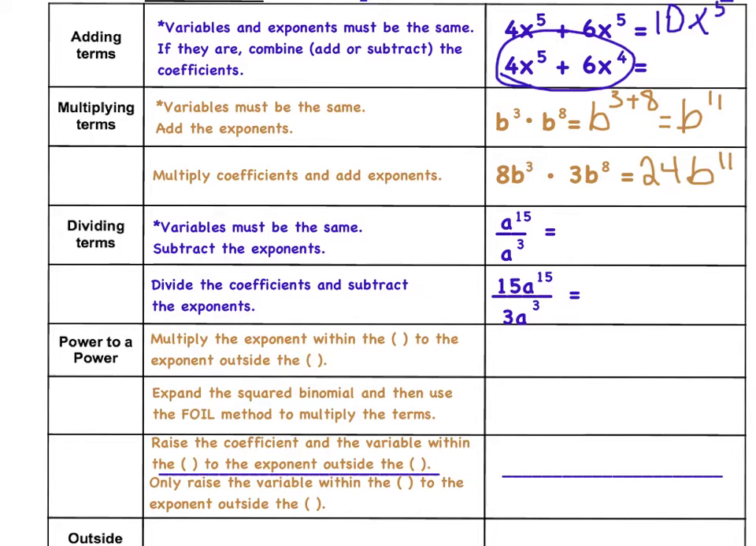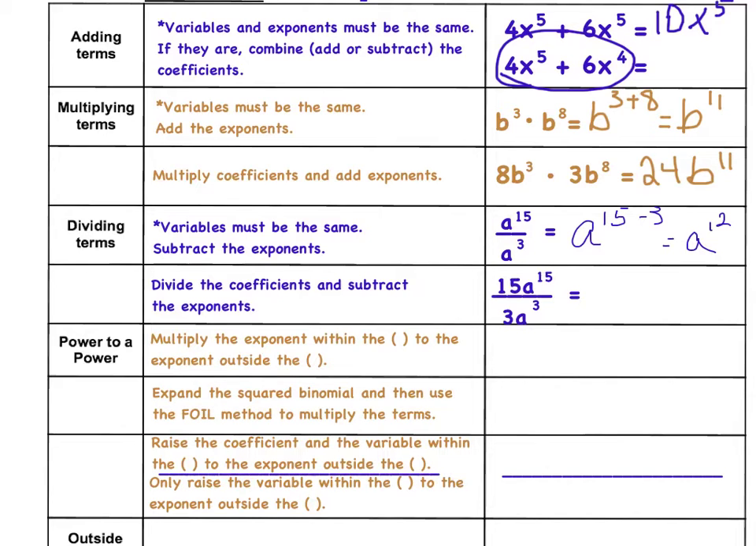Now let's look at dividing terms. When dividing terms, we have to remember that the variables must be the same. If the variables are the same, then we simply subtract the exponents. So let's look at our example. We have a to the 15th power divided by a to the third power. Now both of our variables are the same. They're both a's. So that means all we have to do is subtract the exponents. So that will look like this: a to the 15 minus 3 power, and that will equal a to the 12th power.